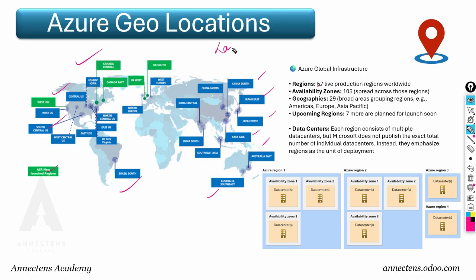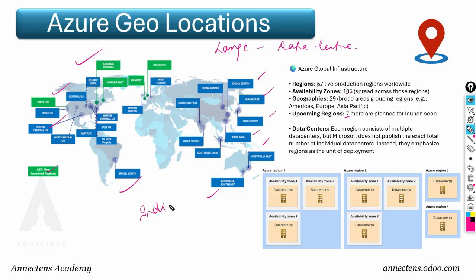a very large data center infrastructure. Okay, they have 57 live production regions, and 7 more are planned and launching very soon. Okay, and there are availability zones. Earlier, what I knew was 120 plus availability zones, which was published earlier. Now they have changed this to 105. So the availability zones are worldwide for low latency, uninterrupted services.